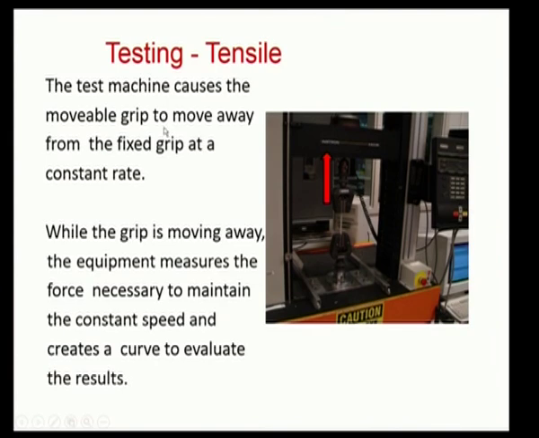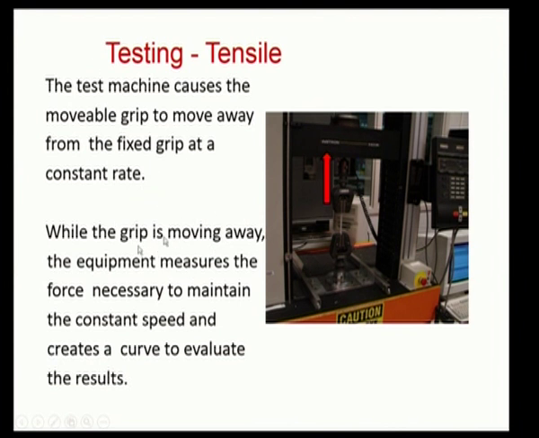The test machine causes the movable grip to move away from the fixed grip at a constant rate. The rate at which the movable grip can move is again specified by the ASTM standards. For example, for rubbery materials you can go up to 20 mm per minute, whereas for a composite specimen it is only around 2 mm per minute. Therefore, the speed at which you conduct the test is vital, and it is also specified by the ASTM standards.